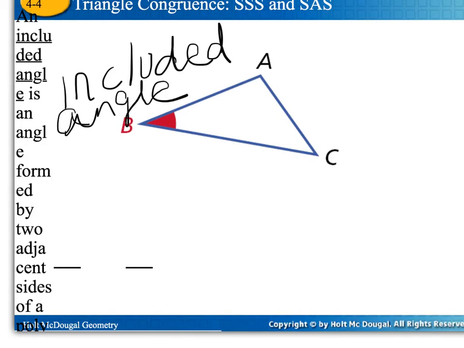Included angle. So, angle B is included between side AB and side CB. This is going to be important for side angle side because they have to be included. It has to go side angle side. So angle B is included between these two sides. It's basically what sides make up the angle, and that's what they're included between.